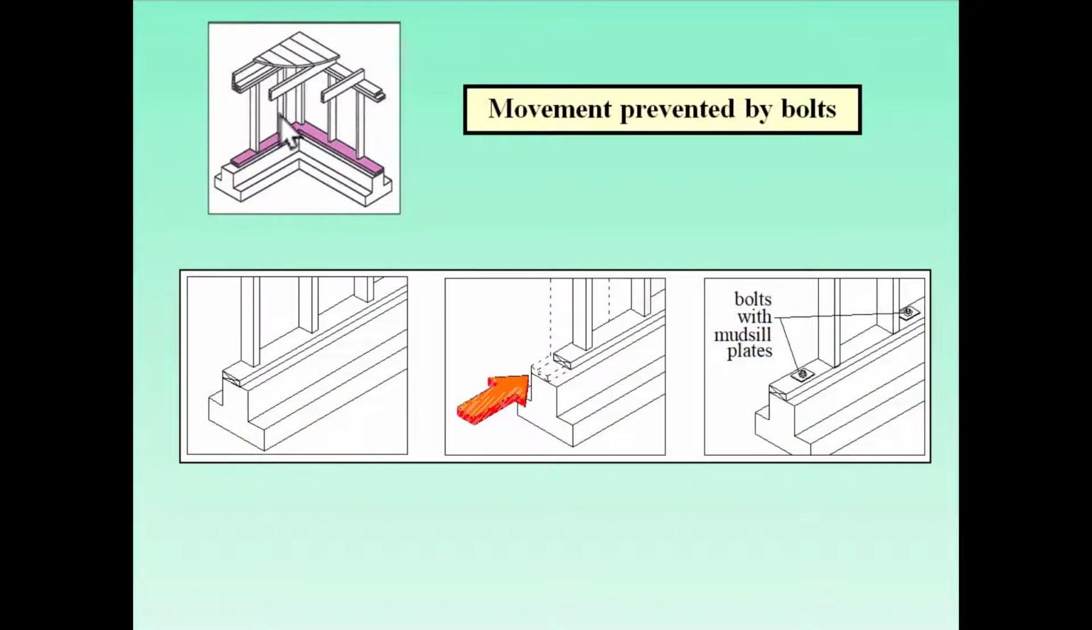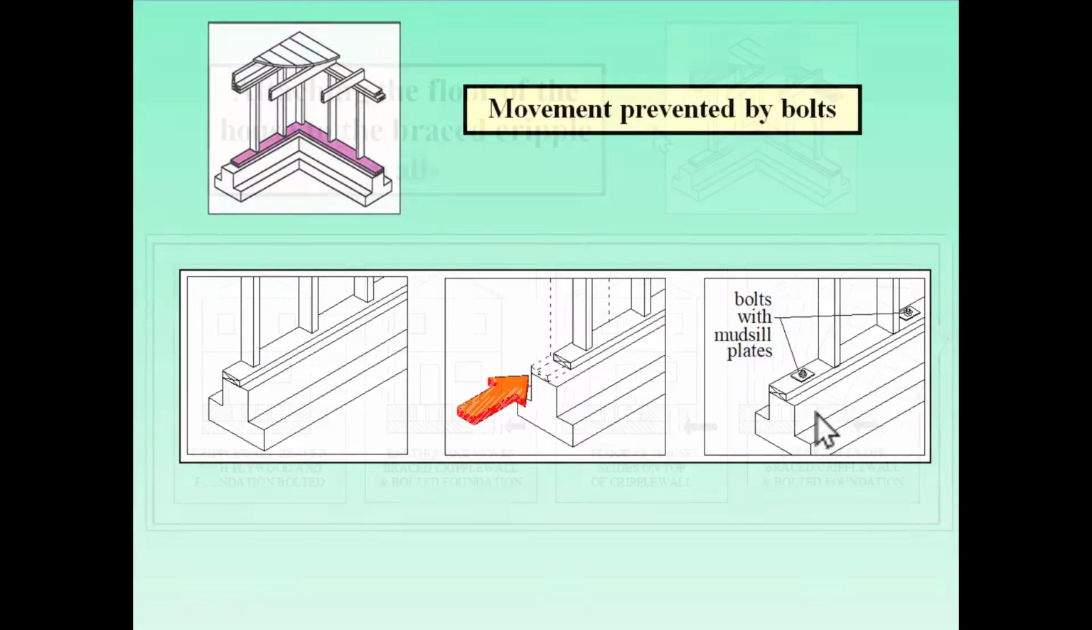This is what bolts do. So right here is our cripple wall. This is the bottom of the cripple wall. That's the same as what you see right here. Now all we do to prevent this from happening, where the cripple wall is sliding on top of the foundation, is we just simply put in some bolts. So this bolt right here attaches this piece of wood here called a mud sill to the foundation, and now the cripple wall is bolted to the foundation.